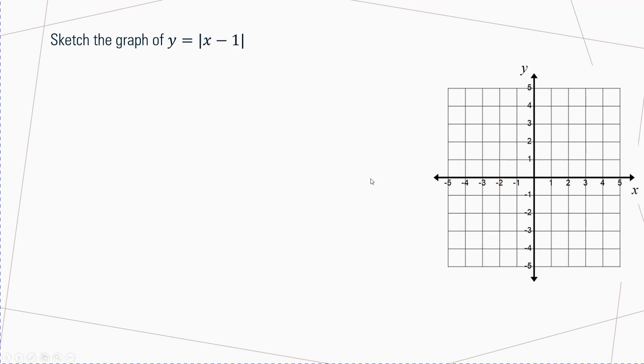All right, let's do this one. Y is equal to, now these bars here, this is the absolute value. All right, so y is equal to the absolute value of x minus 1. So again, we're going to use our table of values.